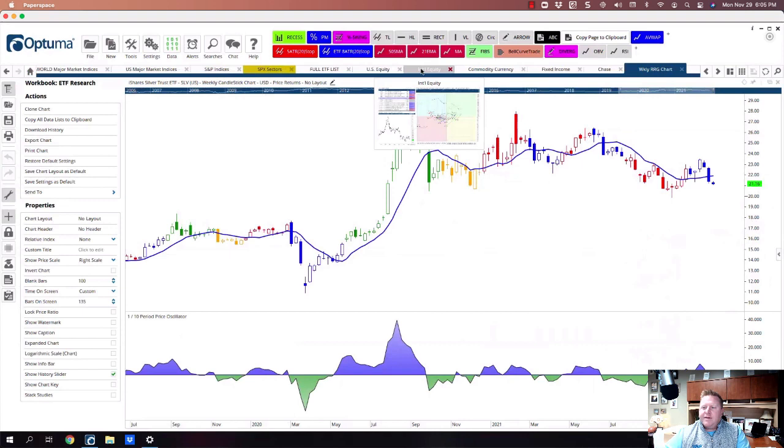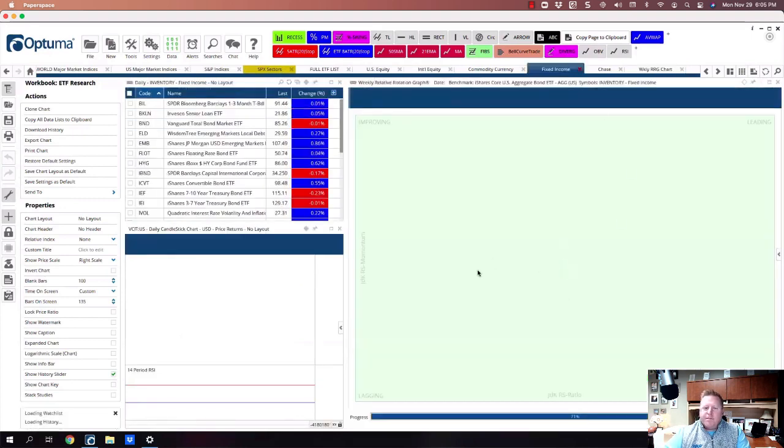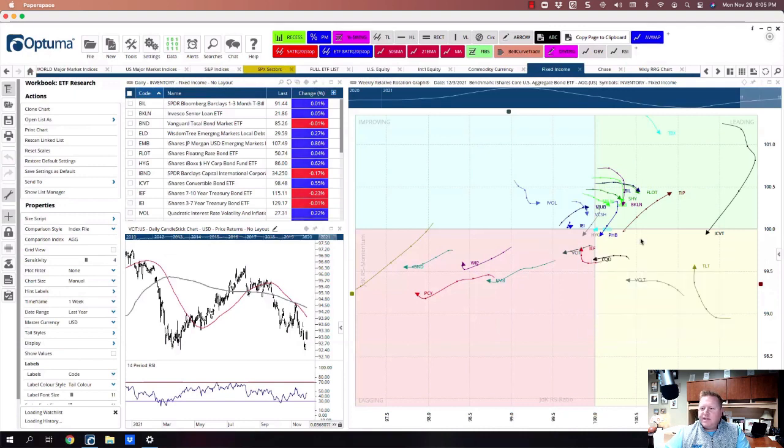We could look at support and resistance levels. We could look at classical chart patterns. We're not going to do that today because that's going to go way beyond the scope of what I was trying to accomplish. We could look at bonds, which I'll just briefly say, here's the bond index.